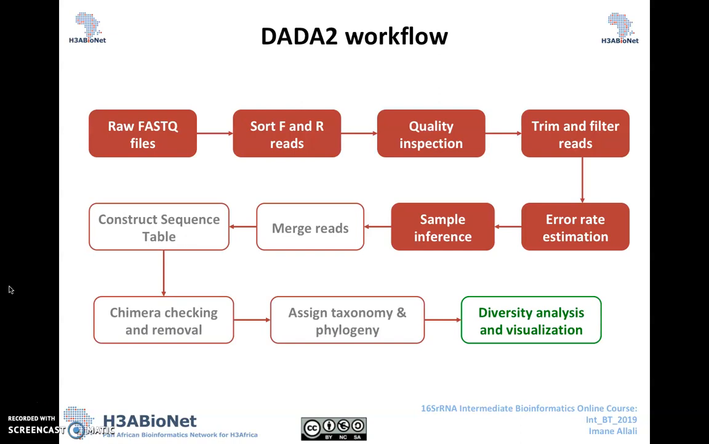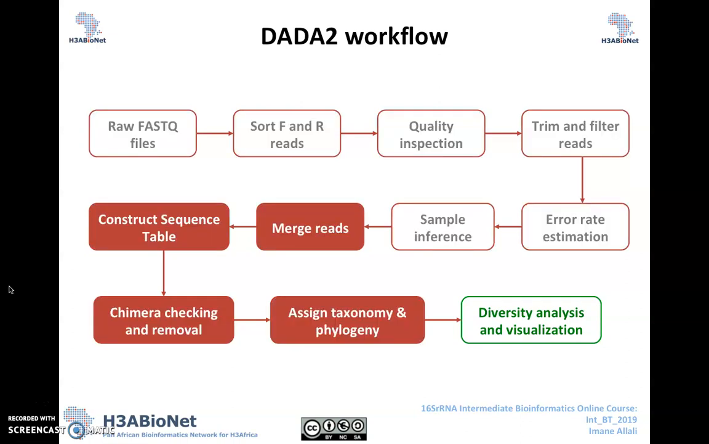So just a quick overview of what we did in session number 1. We sorted the forward and reverse reads from raw FASTQ files. Then we inspected the quality of the reads and made a plot of the quality scores of the forward and the reverse reads. Then we trimmed and filtered our reads using different parameters like truncation length, truncation quality, maximum errors allowed, and so on. And after filtering and trimming, we estimated the error rates and did the sample inference.